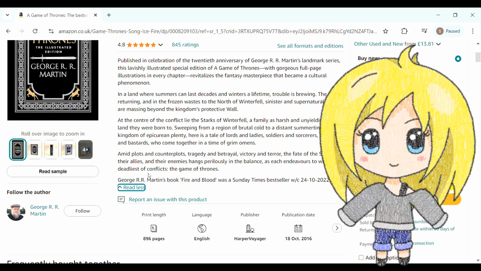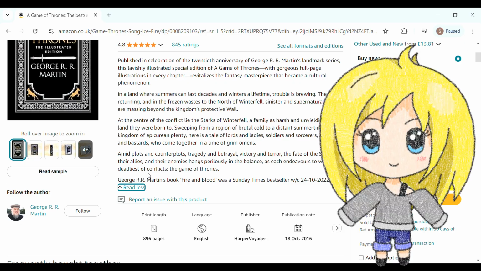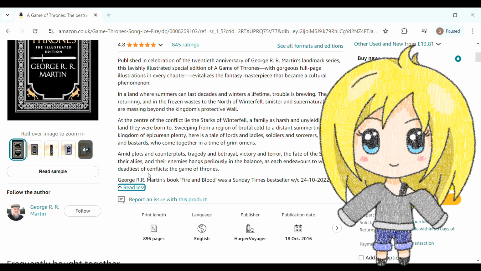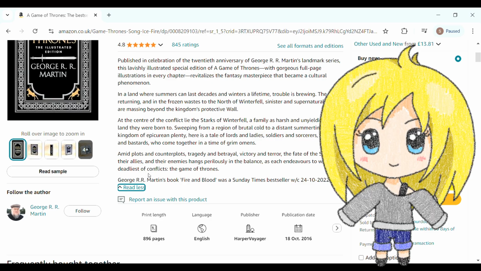Amid plots and counterplots, tragedy and betrayal, victory and terror, the fate of the Starks, their allies and their enemies, hangs perilously in the balance, as each endeavours to win the deadliest of conflicts, the Game of Thrones.